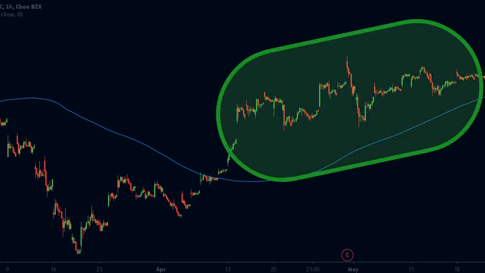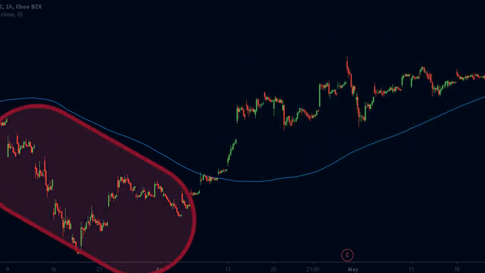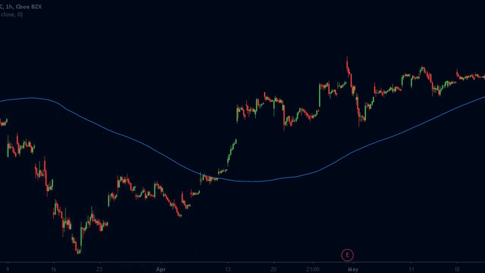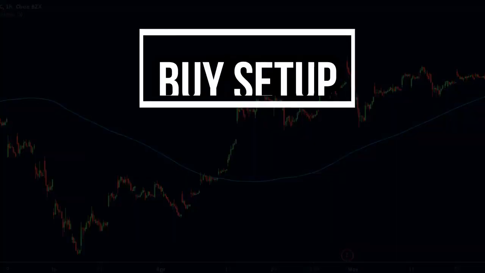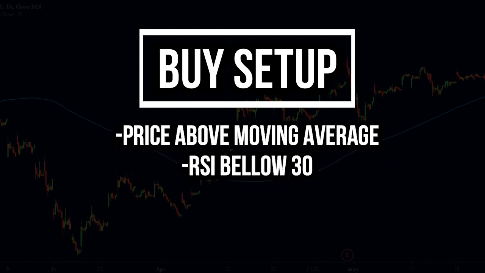If the price is above the moving average, then it will be considered to be in an uptrend. Similarly, if the price is below the 200 periods moving average, then it will be considered to be in a downtrend. Hence, when the price is above the moving average, we will look for buy setups only. We will buy when the RSI is oversold. In other words, we will buy when the RSI is below 30.